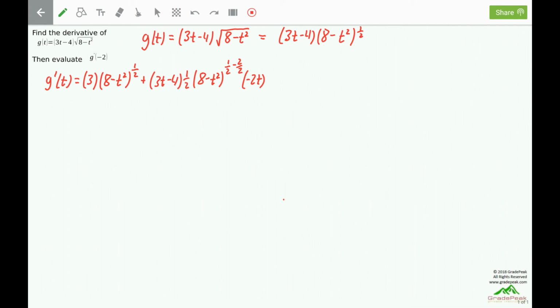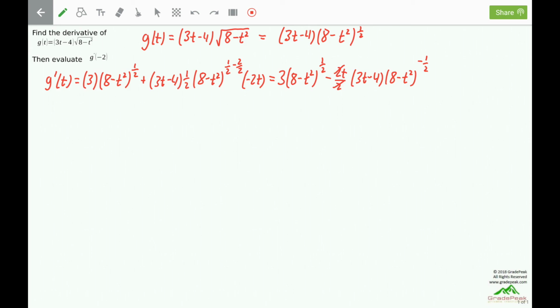Now everything is multiplied here, so I'm going to move this and this 1/2 together to the front. So what we have is 3 times 8 minus t squared to the 1/2 for our first term. In our second term, we're going to have a negative 2t, and times the 1/2 will be negative 2t over 2. And then a 3t minus 4, and then 8 minus t squared to the 1 minus 2, negative 1/2 power. The 2's can cancel at the front of it. We'll cancel those out.